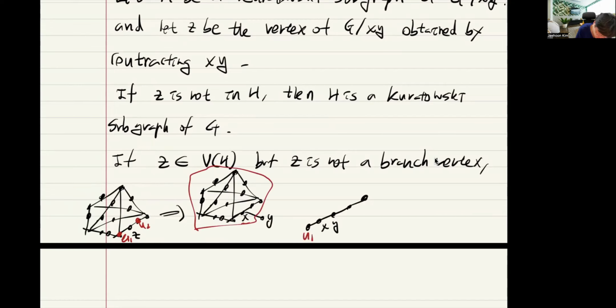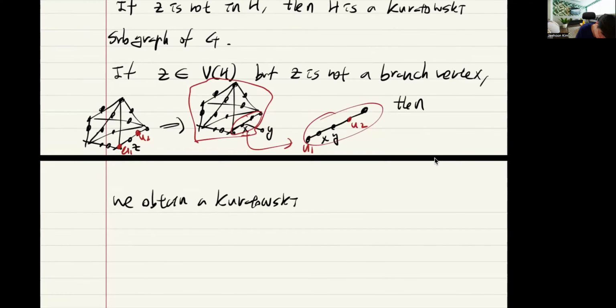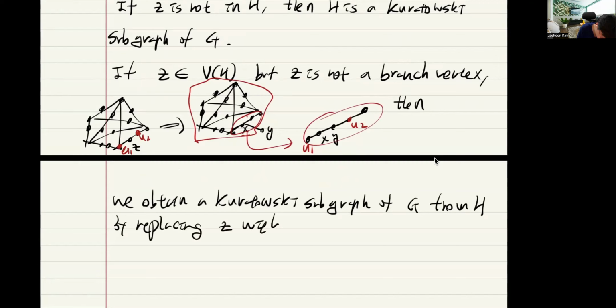And if U1 is a neighbor of X and U2 is a neighbor of Y, then simply you replace this path with one longer path. Then we obtain a Kuratowski subgraph of G from this H. I replace this v with X or Y or X, XY.